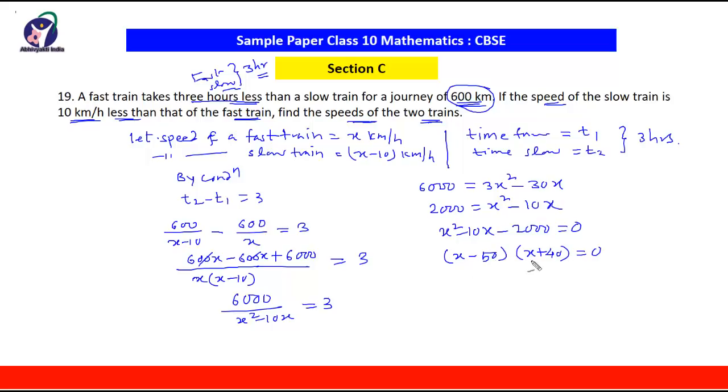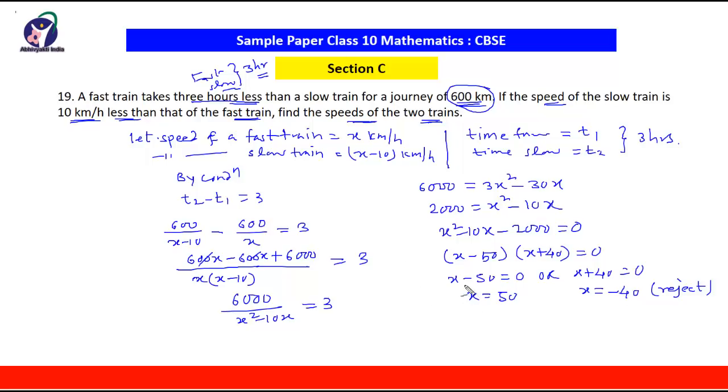The product of these two is equal to 0. It means either this bracket should be 0 or this bracket should be 0. So it will be x minus 50 equal to 0, or x plus 40 equal to 0. Solving these linear equations, we will get x is equal to 50 and x is equal to minus 40. This minus 40 we will reject because the speed cannot be negative. So here x is equal to 50.